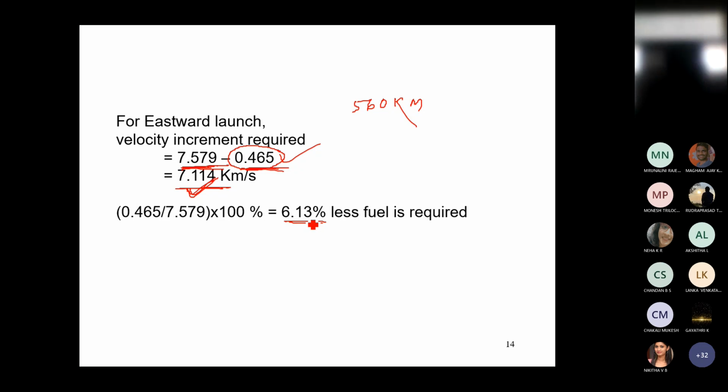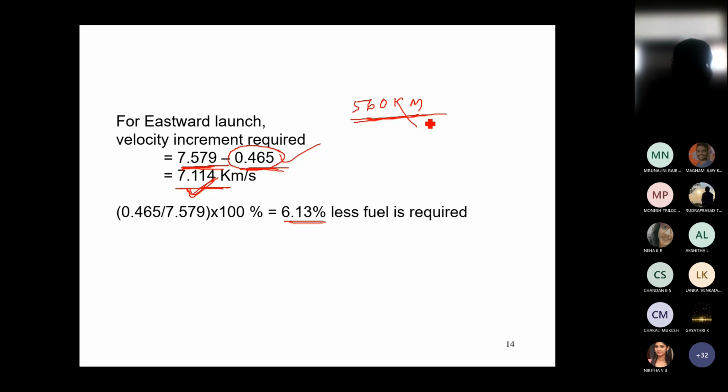So what I wanted to tell you is, consider the Earth is stationary. That means the Earth is not rotating. It is completely stationary. Keep it in mind, I am explaining in detail. Assume the Earth is stationary, it is not moving around itself, and we want to launch the satellite at an altitude of 560 kilometers. At this altitude, at this orbit, we want to send the satellite.